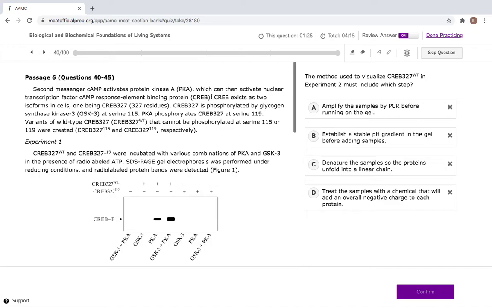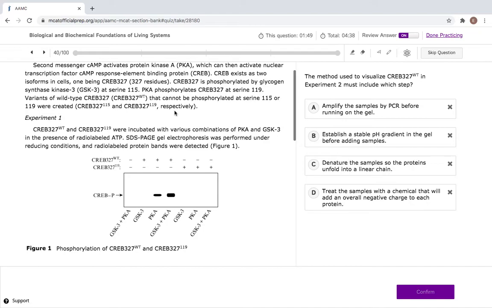CREB exists as 2 isoforms in cells, one being CREB 327 residues. It doesn't really tell me the other isoform, which is interesting, but let's continue. CREB 327 is phosphorylated by glycogen synthase kinase at serine 115. PKA, protein kinase A, phosphorylates CREB 327 at serine 119.